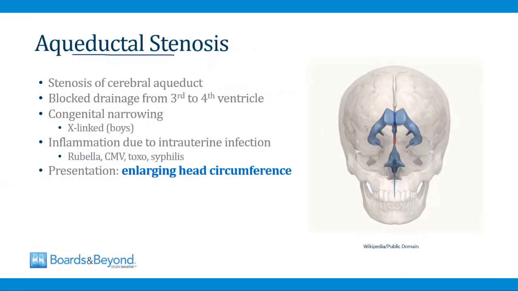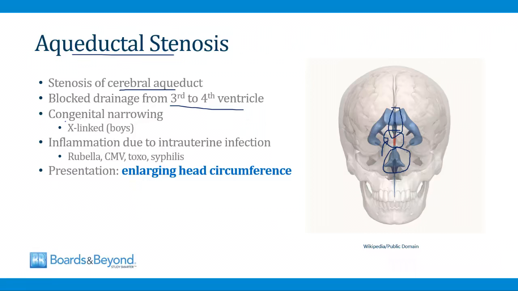Aqueductal stenosis is stenosis of the cerebral aqueduct, which leads to blocked drainage from the third to the fourth ventricle. If you look at this drawing on the screen, the third ventricle is found here between the two lateral ventricles, and it drains through this structure shown in red here, which is the cerebral aqueduct. From there, CSF fills the fourth ventricle, which is found near the brainstem. So when there is stenosis of the cerebral aqueduct, that will lead to buildup of CSF behind the stenosis, and therefore the third and lateral ventricles will become dilated.